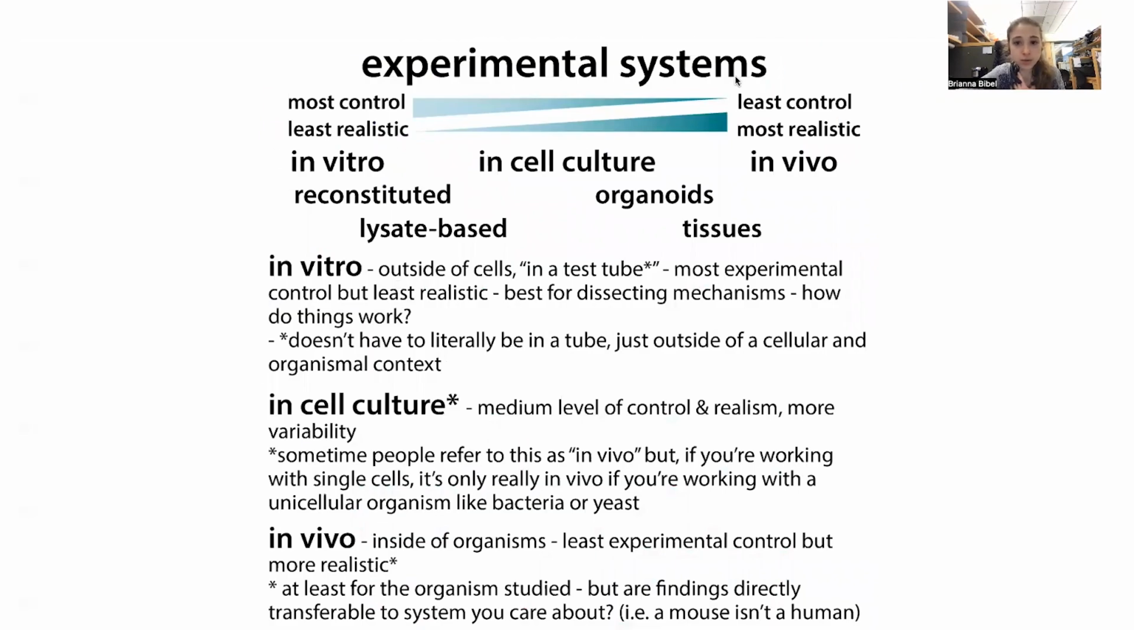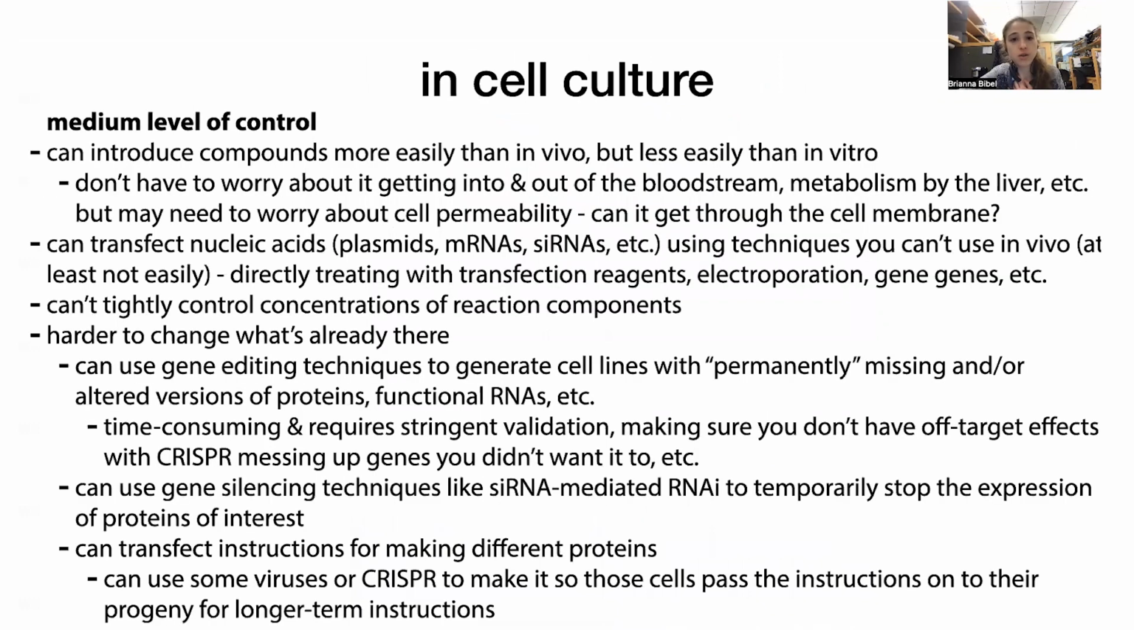Okay, so moving up towards losing control, but gaining realism, we'll go to in cell culture. And so basically in cell culture, we have this medium level of control. We can introduce compounds more easily than we could in vivo, but less easily than in vitro. So we don't have to worry about it getting into and out of the bloodstream. We don't have to worry about metabolism by the liver. So the liver kind of changing the molecule. Sometimes it actually toxifies it because the liver is trying to untoxify it, but normally it's trying to untoxify it and then make it more excretable, so it can pee it out.